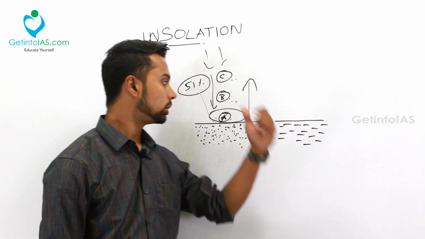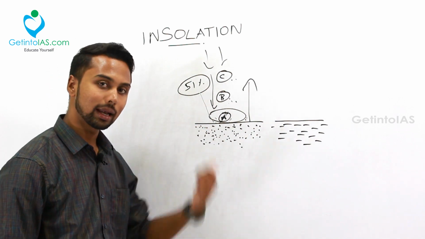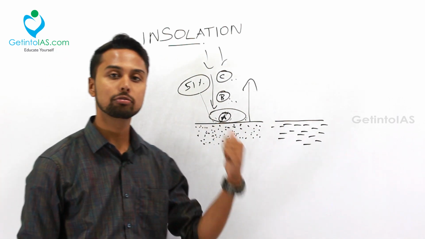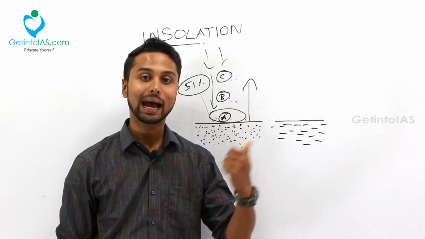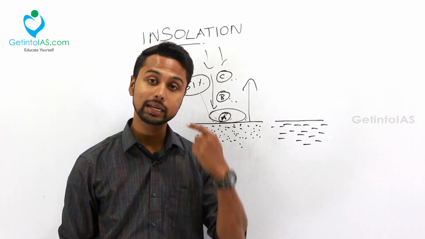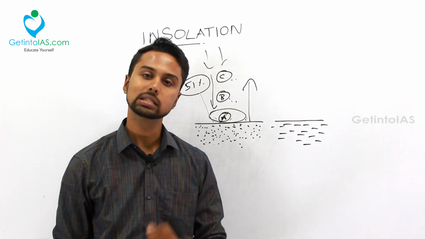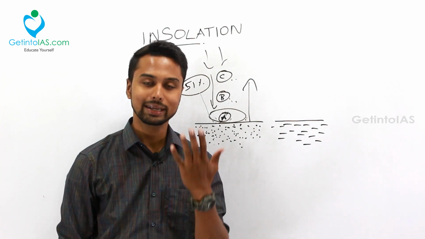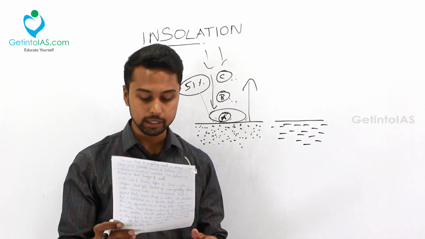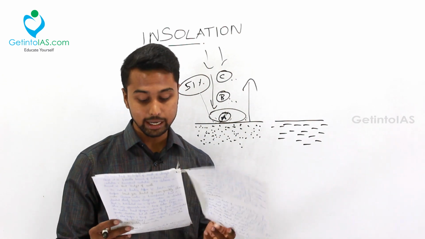So the answer is your land surface. Your land surface gets heated up more quickly, and it radiates the heat faster than your ocean. So what is the reason for that? There are many reasons for that. Technically, the reason is the specific heat. There is a concept known as the specific heat.